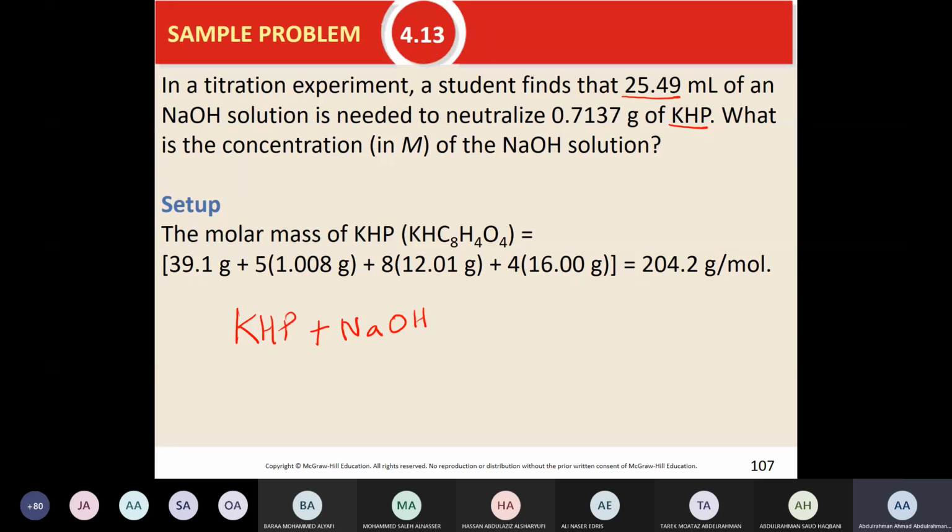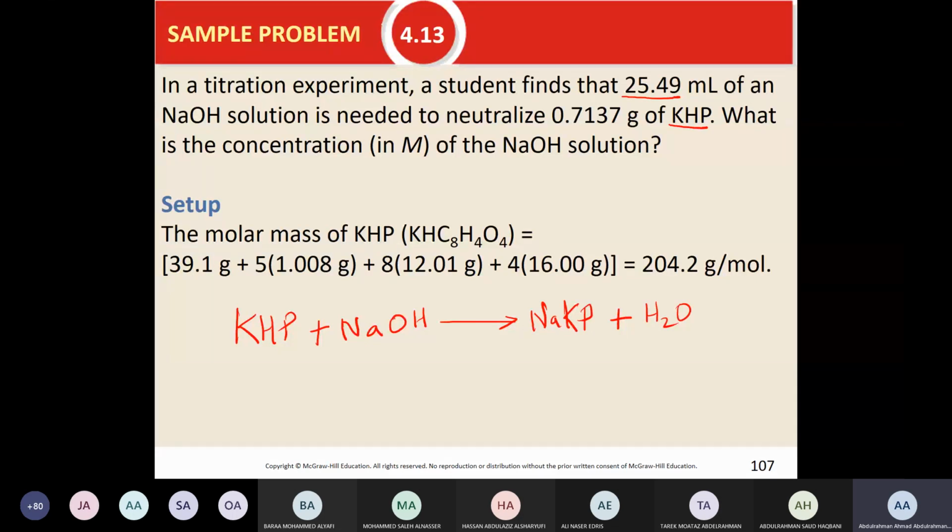Now, if you have a reaction like this, this is the acid and this is the base. What will be the product? Water and salt. What's the salt? Na and KHP. Okay, be more careful. Na what? Remove H from KHP. Exactly. NaKP plus what? Water. Exactly. That's the reaction always.